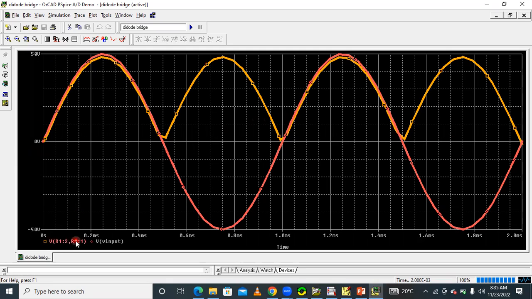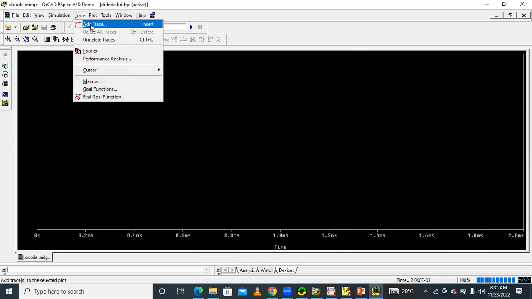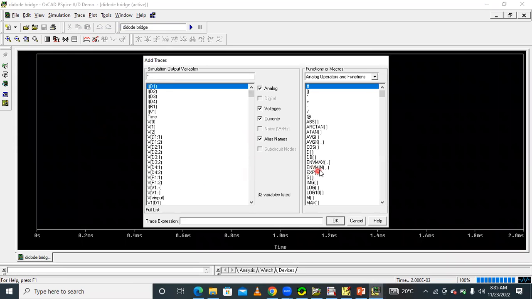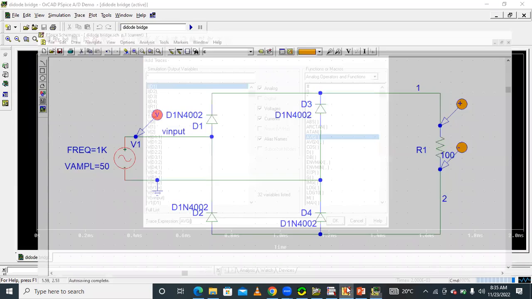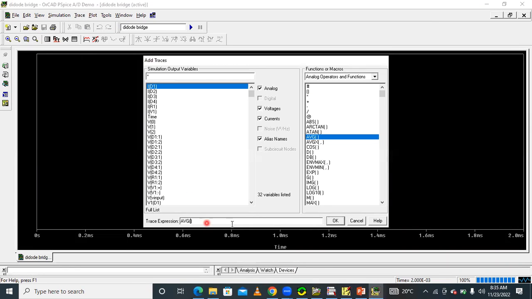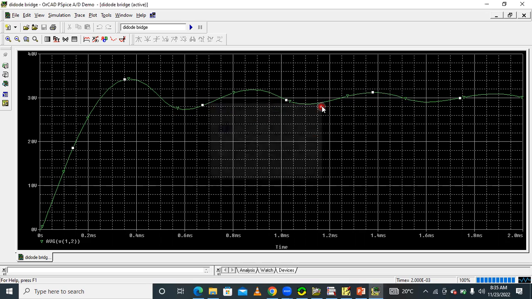So remove this and then go to trace, add trace. Right here, expression average. The load is connected between 1 and 2, that's why we take the average of V(1,2). Like this, the expression V(1,2). So this is our average output voltage.